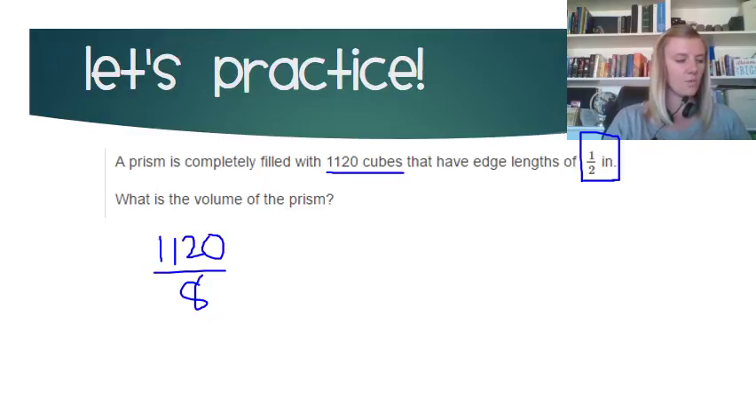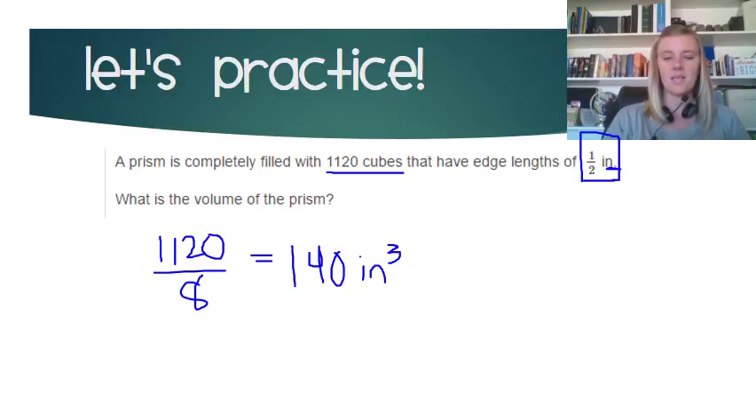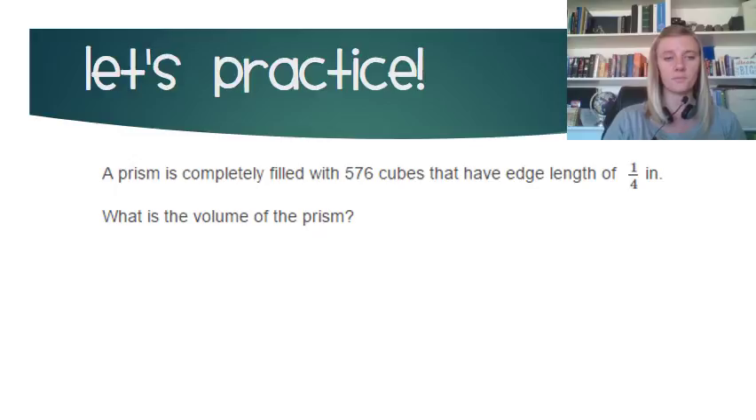So 1,120 divided by 8 is going to equal 140, and our unit is inches. It tells us right here our unit is inches cubed. Okay, so that means that if we had 1-inch cubes, it would take 140 of those 1-inch cubes to fill the prism, and that gives us our actual volume. Let's look at another one like that.